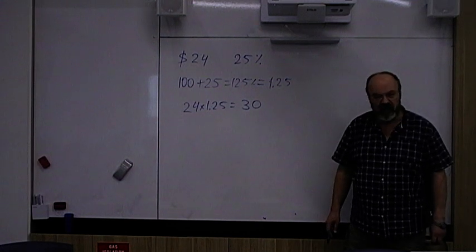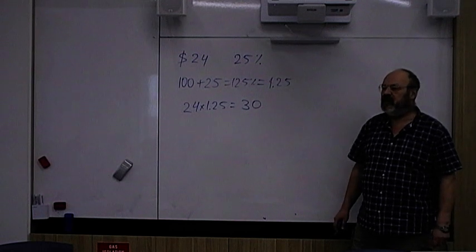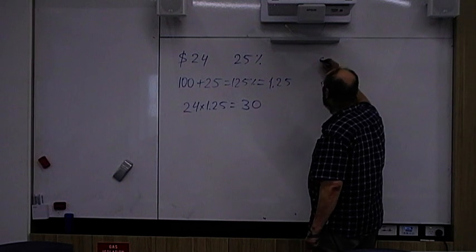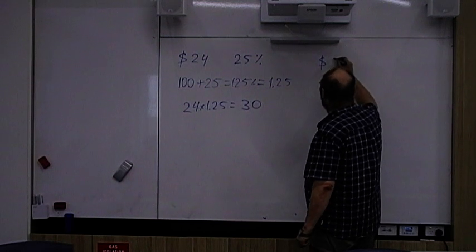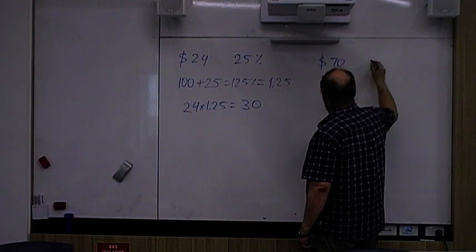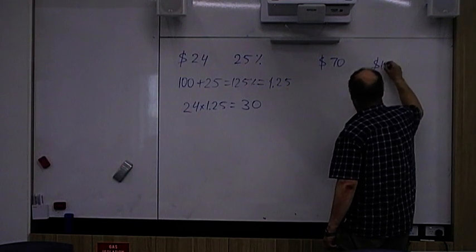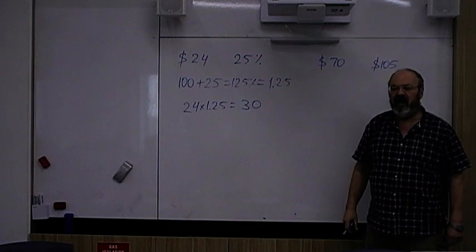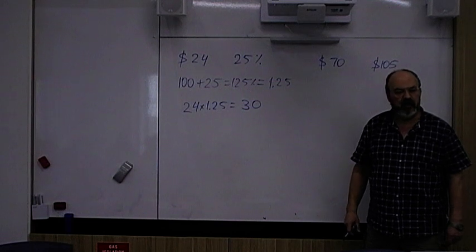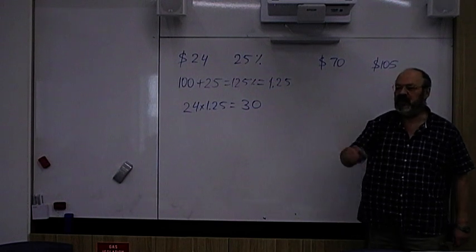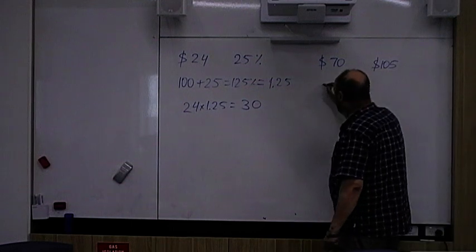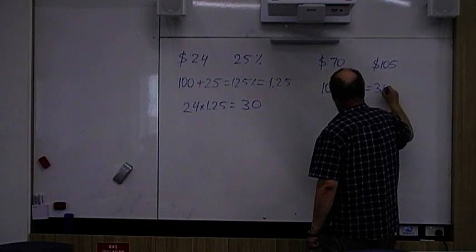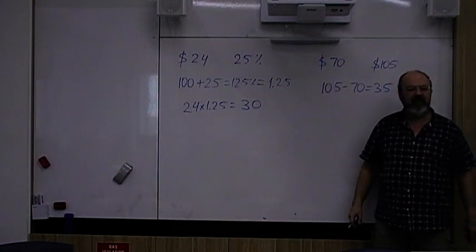Now, working backwards. If you know that something was purchased for $70 and its sale price is $105, how do we find the percentage increase? How many percent were added? Yes, 105 minus 70. We find the dollar increase: 105 minus 70 equals $35. And then what do we need to do?